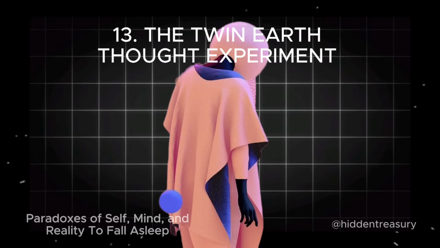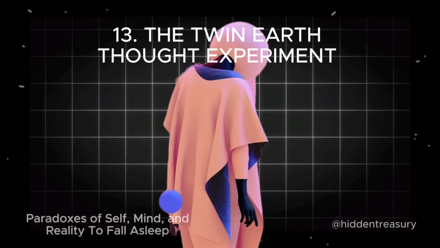The Twin Earth thought experiment is a fascinating way to explore the relationship between meaning, language, and perception. It was proposed by philosopher Hilary Putnam in 1975 to challenge how we think about meaning and reference in language. At its core, the experiment asks a simple yet profound question: how does the meaning of a word depend on the world we live in? By imagining a hypothetical scenario, the thought experiment reveals deep insights into how our minds interact with the external world and how meaning is tied to context.